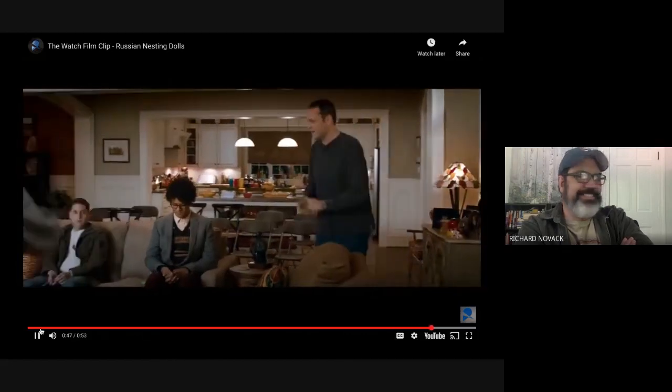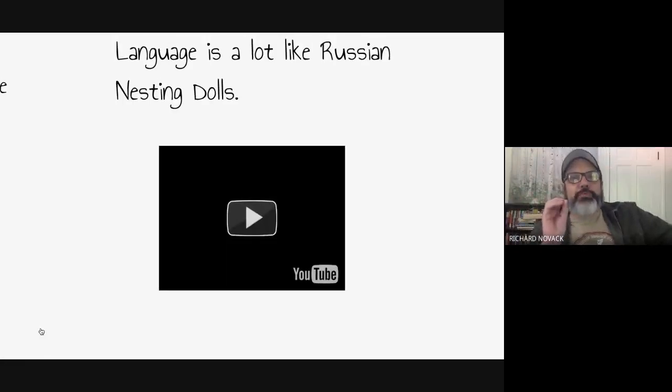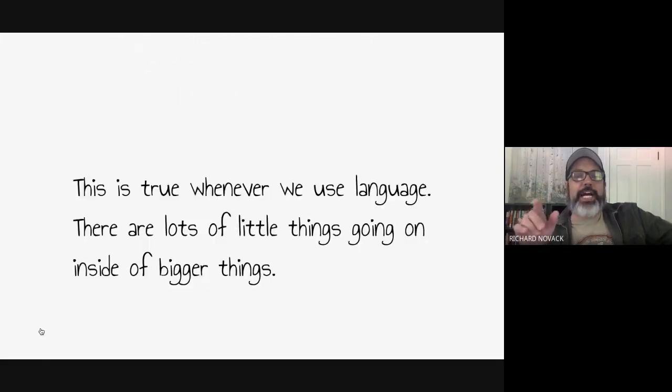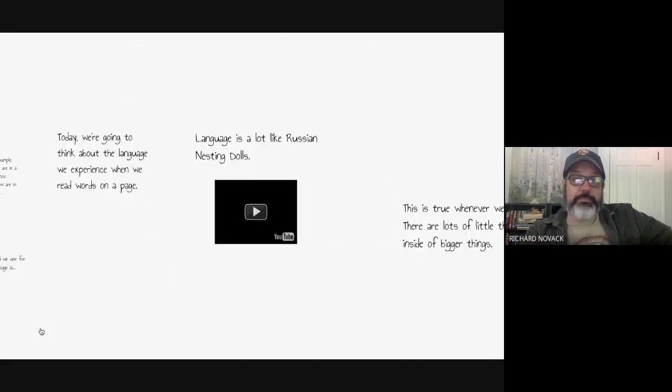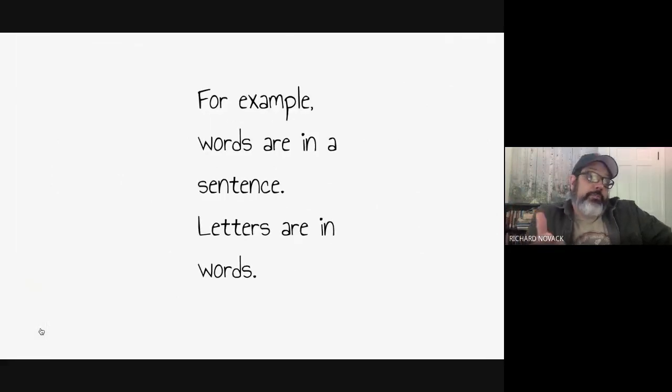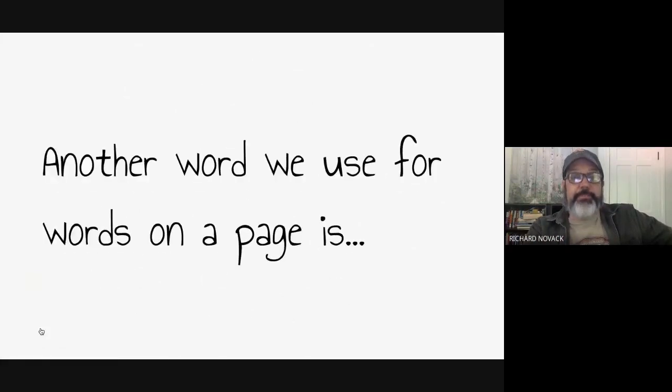I'm going to jump in here and do this. So, language is like Russian nesting dolls because there's a lot of things going on inside of bigger things. A lot of little things going on inside of bigger things, right? So when we think about different types of figurative language, we'll see this. We see this, for example, when there are words in a sentence, there are letters in a word, right? Lots of little things going on inside of bigger things.